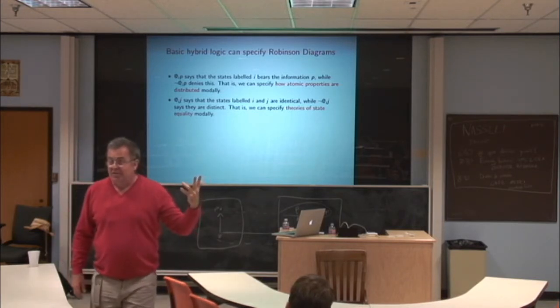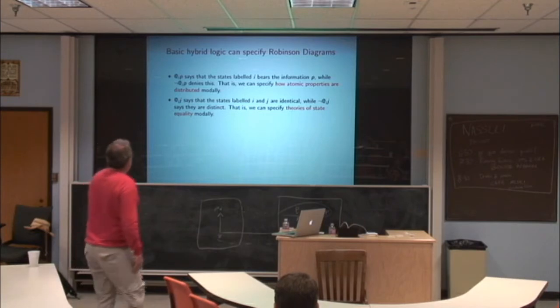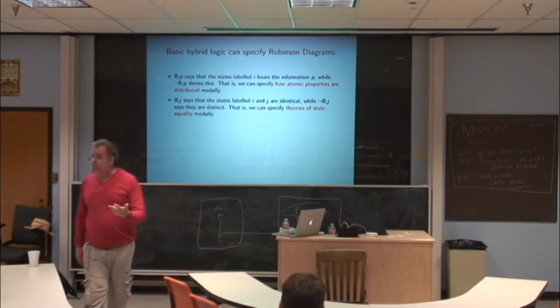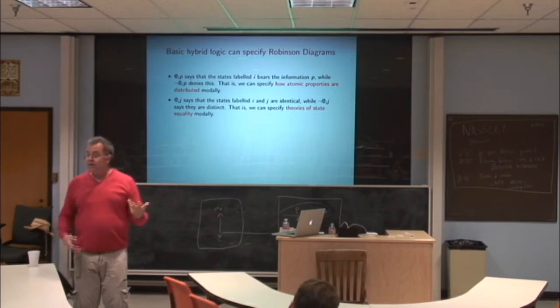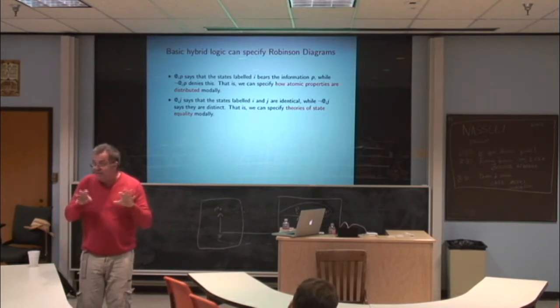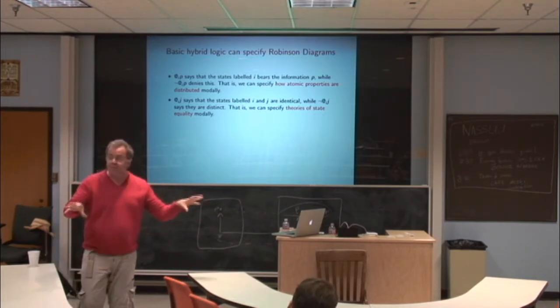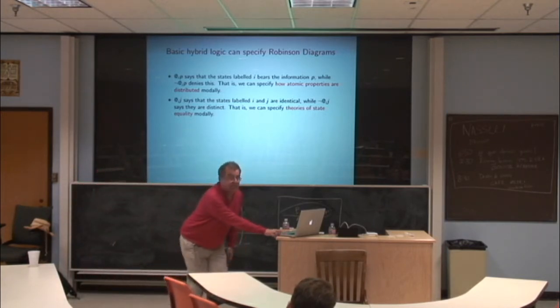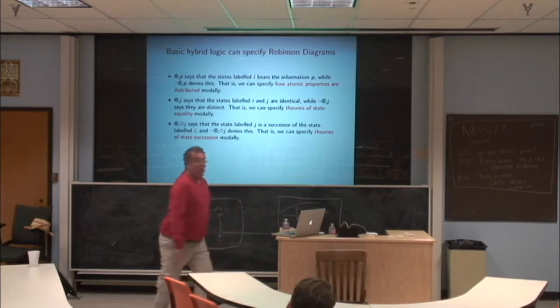But notice we can also talk about whether two points are the same or not. We can say the point I is in fact the same as the point J, or the point I is distinct from the point J. So we can make these pretty basic statements about the model. And here's the nice thing, and in fact we saw this in the Vincent and Mir example: we can describe how the points are interrelated.